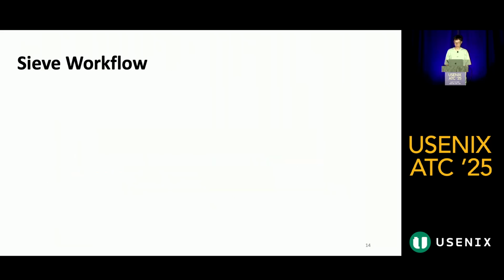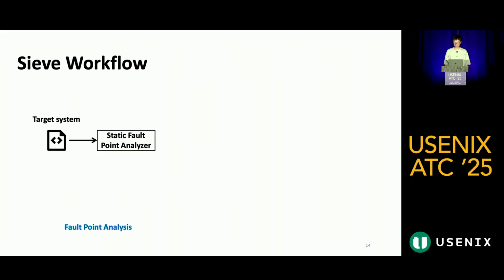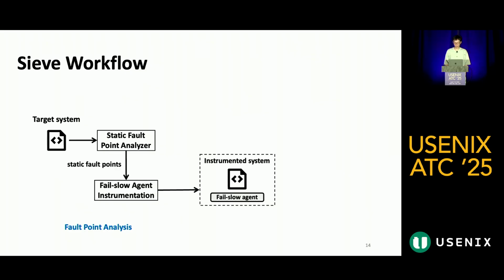Here is Sieve's workflow. There are two phases. The first is the fault point analyzer. The static fault point analyzer takes the target cloud system as the input and identifies synchronized and timeout-protected fault points, and then the fail-slow agent instrumentation will instrument hooks at the identified fault points, and we will get an instrumented system. Then we enter into the second phase.